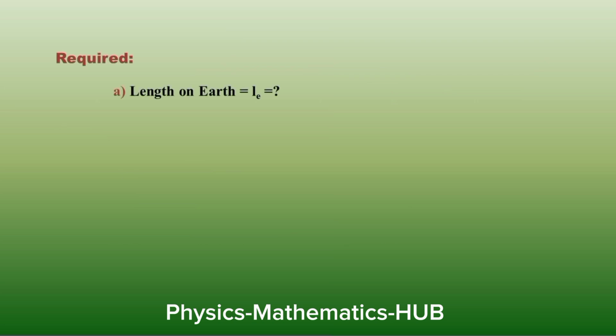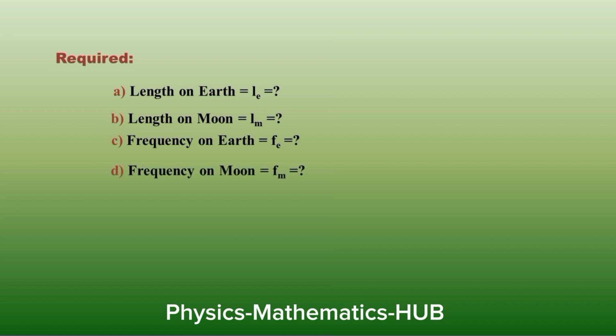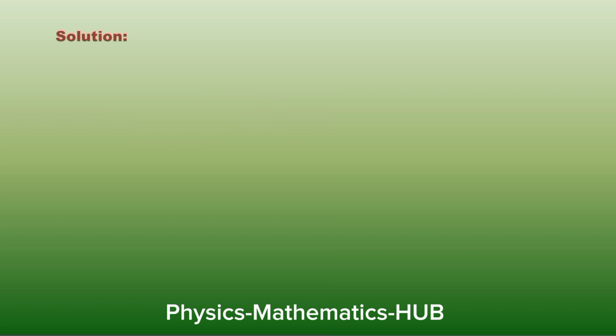We have to find the length of the pendulum on earth, and part B, length of the pendulum on moon. Similarly, frequency of the pendulum on earth and frequency of the pendulum on moon. First, we have to find the length of the second pendulum on earth.